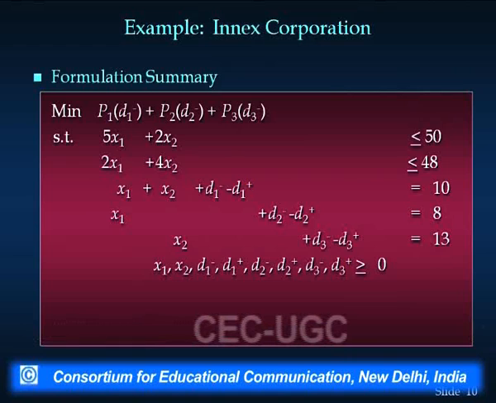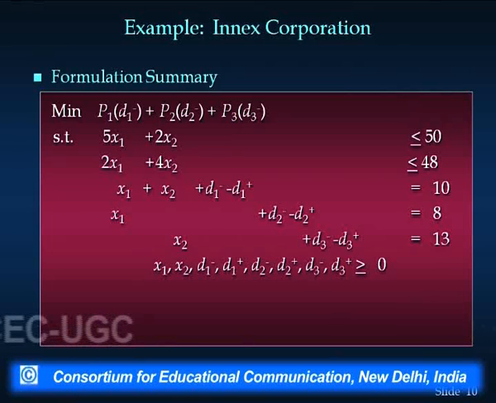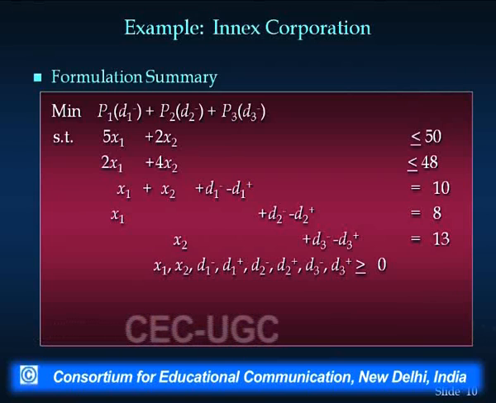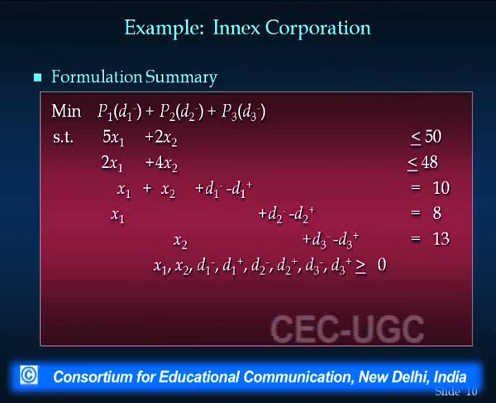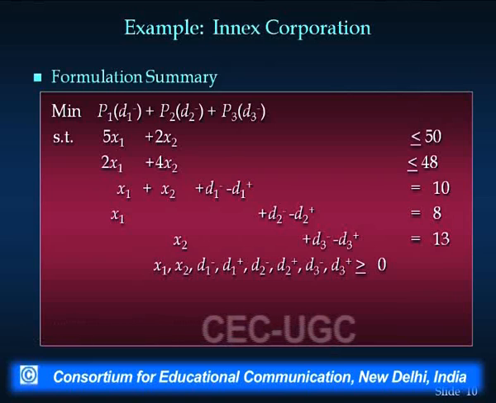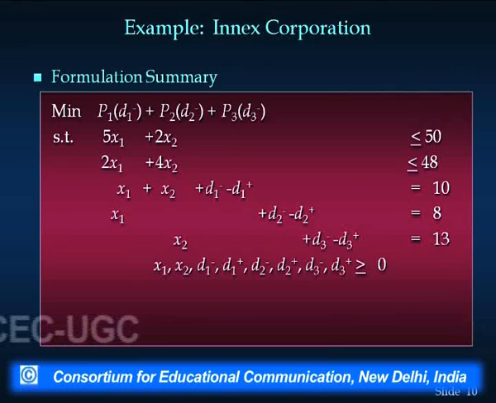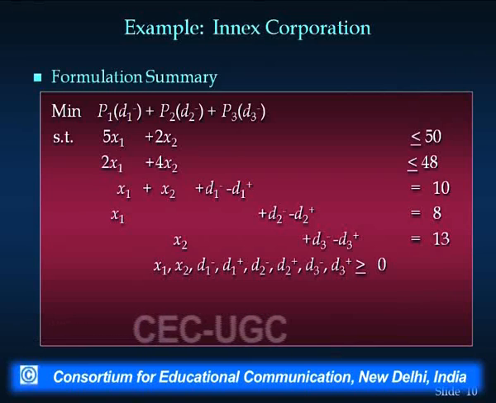And now the last one, the non-negativity constraint. All these values x1, x2, d1 minus, d1 plus, d2 minus, d2 plus, d3 minus, d3 plus should be greater than or equal to 0. These cannot have negative values. This is our non-negativity constraint, and now this forms the formulation of the goal programming problem.